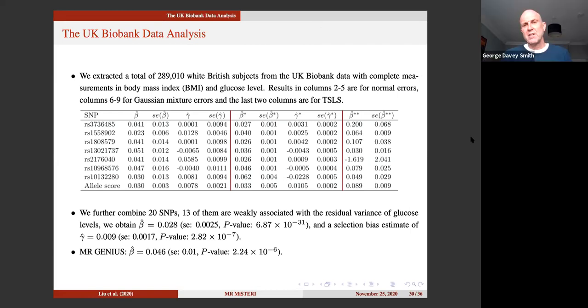Would there be any equivalent to a sort of F test for your instrument strength for this?